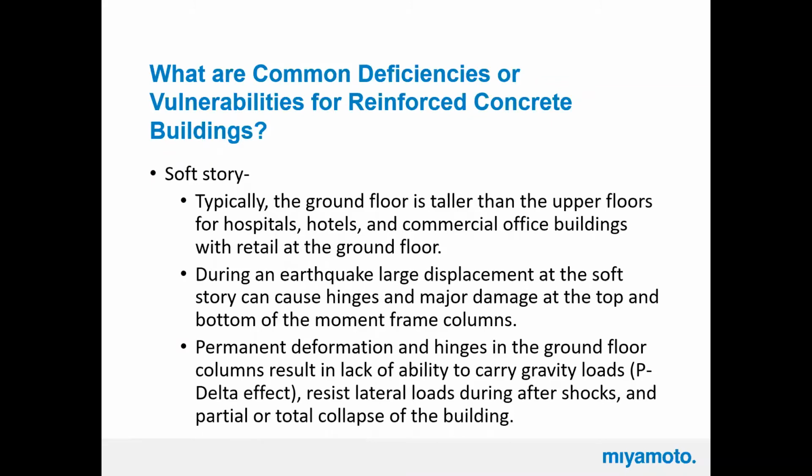The soft story, as we talked about before, where the ground floor really is taller, and that's basically a building function and use thing. And we see that in a lot of buildings we do. The displacement at the ground floor can be very large if it's not properly accounted for or built into our models. And we can get hinging, we can get a lot of drift in the first floor, which is different if you have a very stiff building above that. So it creates a not only soft but a weak story. And as I said, hinges at the ground floor levels.